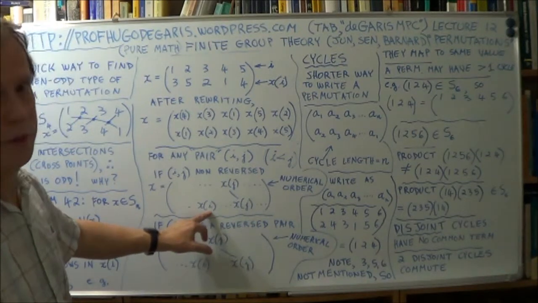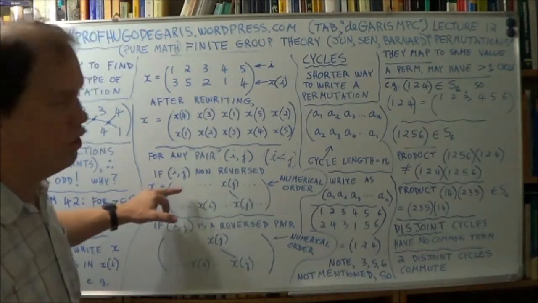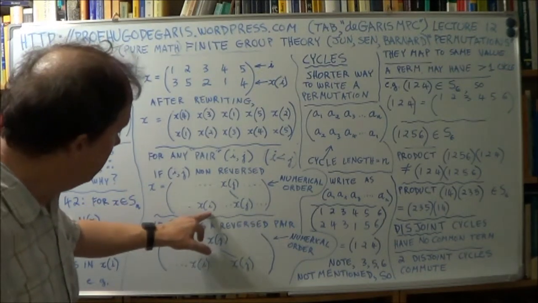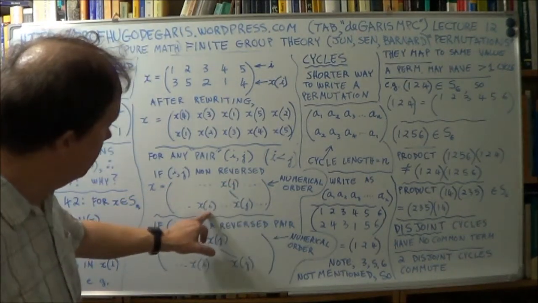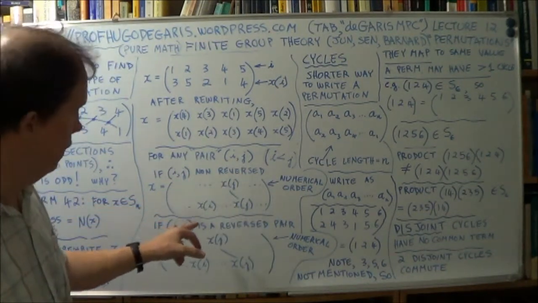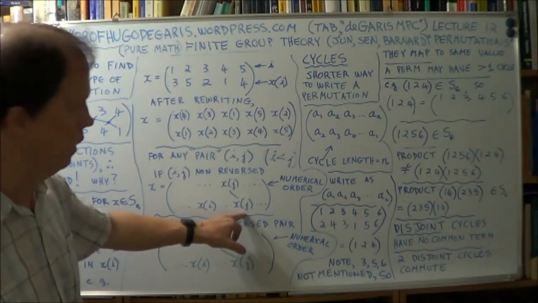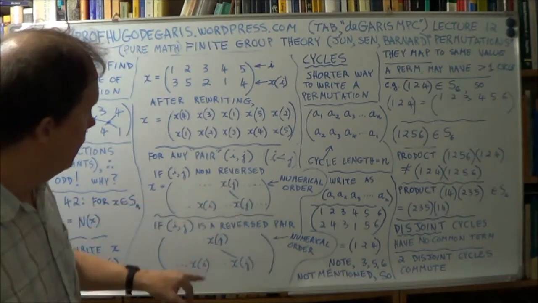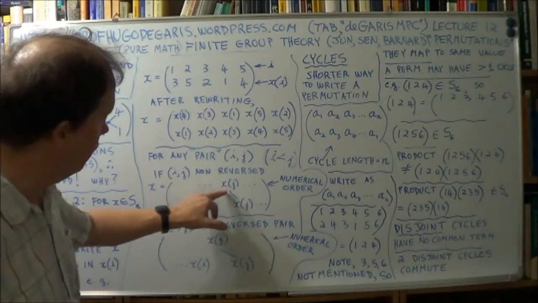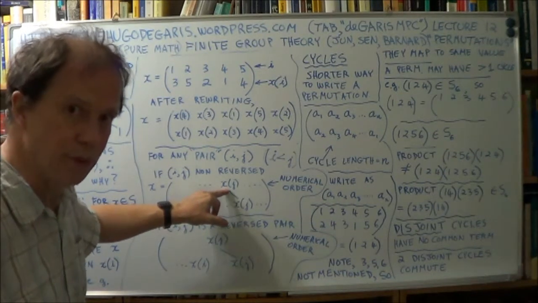Now it's non-reversed, and here's where we're going to start using it. Remember that the upper row is in numerical order. Maybe you're starting to see where I'm going. So where in this upper row will this x of i be? We're talking about the non-reversed case, where x of i is less than x of j. And here's x of j. So in the non-reversed case, this one will be somewhere to the left of this one. Do you follow that? That's critical, that's the heart of the proof.